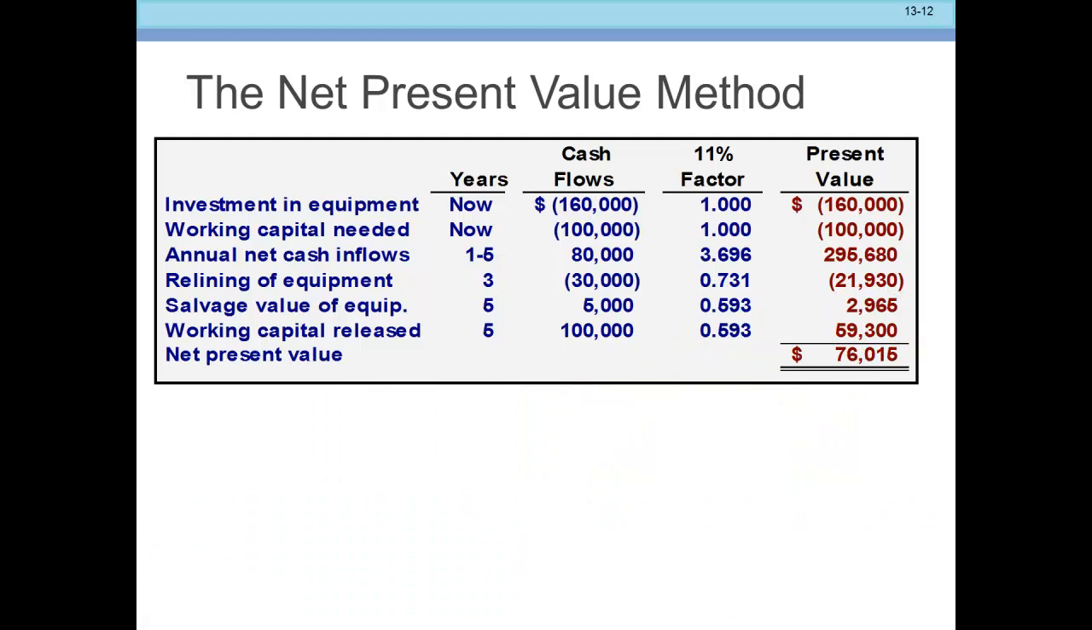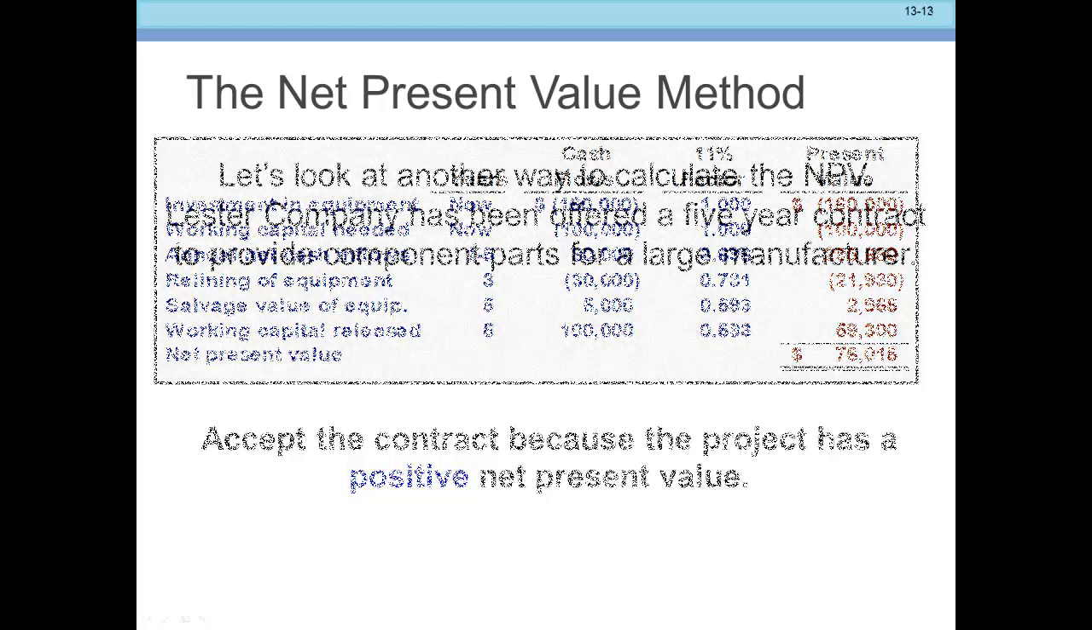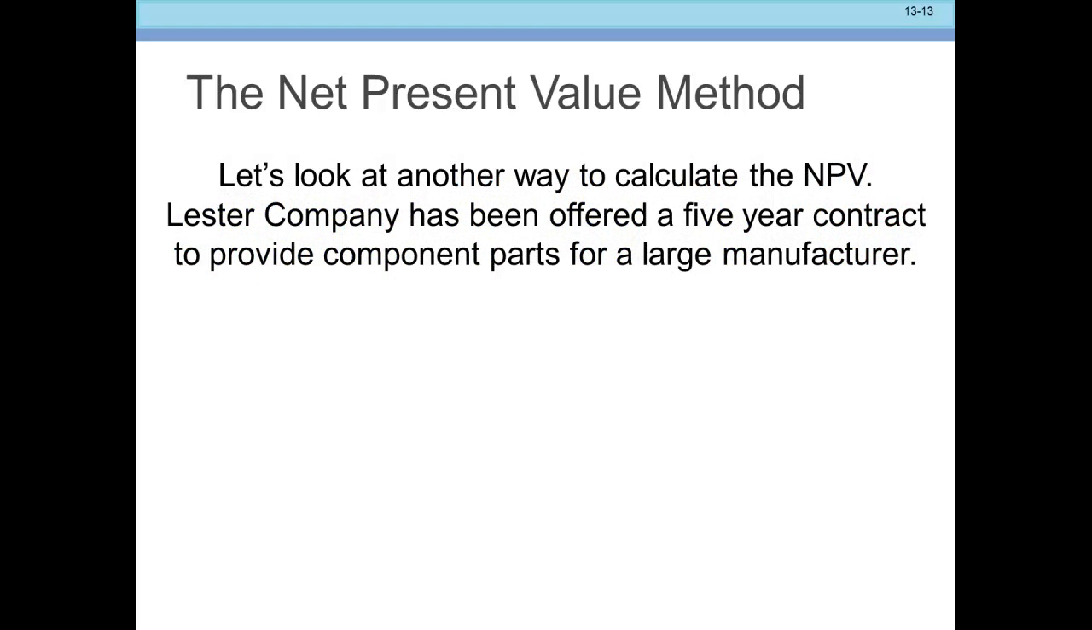Our net present value of the investment opportunity is $76,015. Since the net present value is positive, it suggests making the investment. Let's look at another way to calculate the net present value.